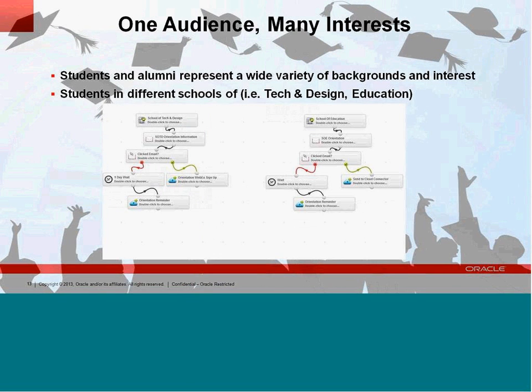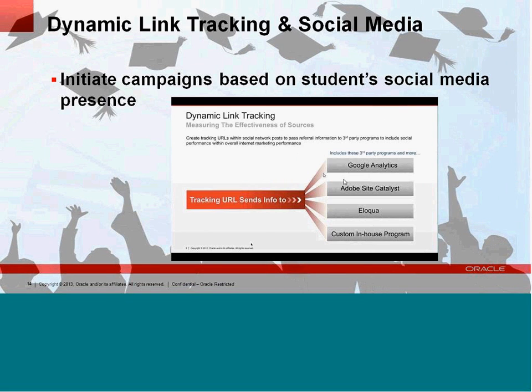One audience, many interests. Here on the bottom, you can see that we have one campaign but 2 different schools, so we can build multiple paths on one Canvas UI. It's very easy to build, and using that branching logic, we can make sure that everything flows together just like we see here. Also, let's talk about link tracking a little bit.